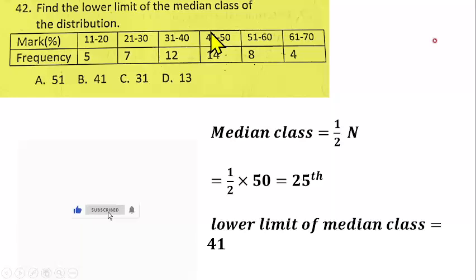Then the lower class limit of that class is 41. This is 41, which is the lower limit of the median class. The lower limit here is 41, the upper one is 50. So the lower limit here is 41, which is option B.